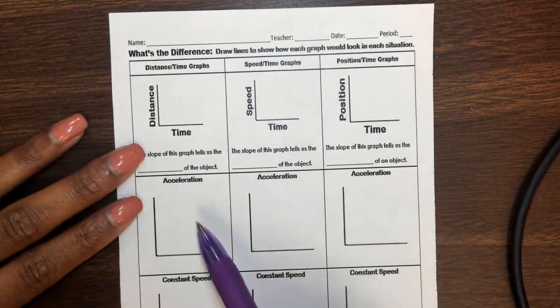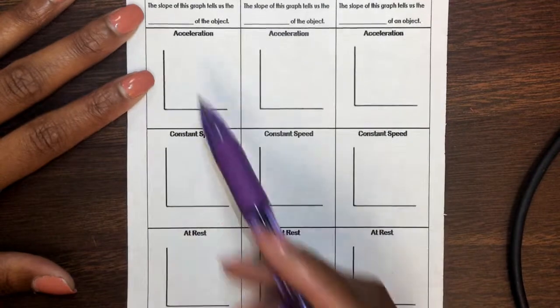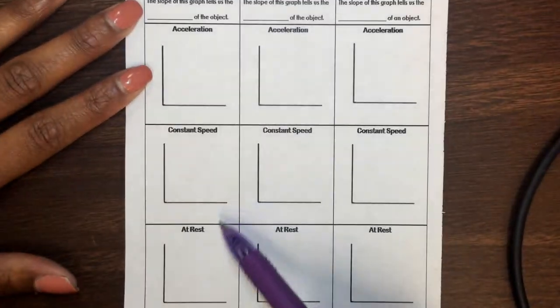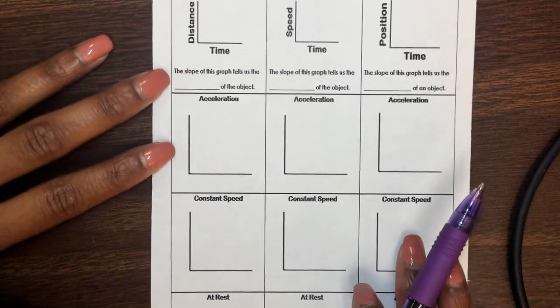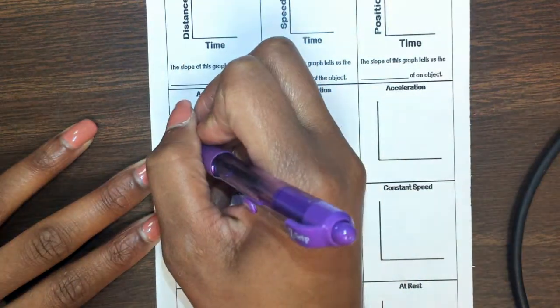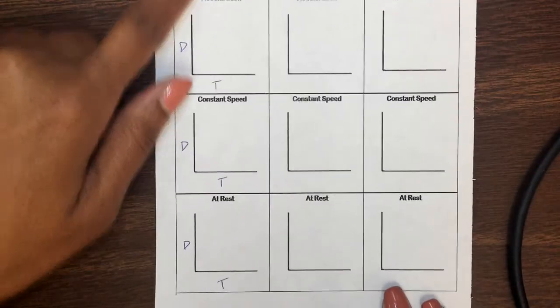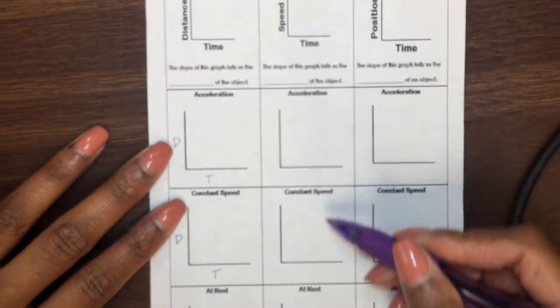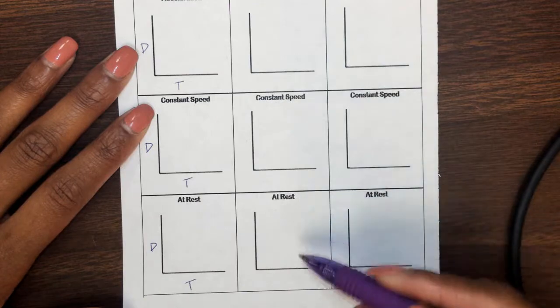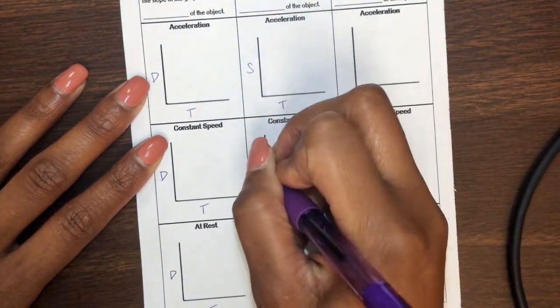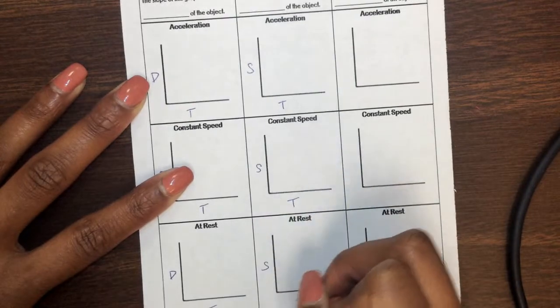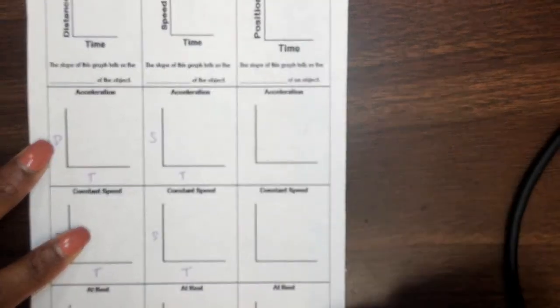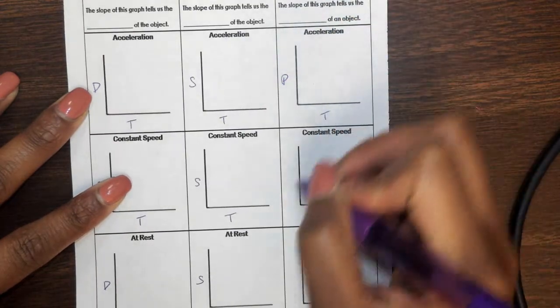So for each graph, each relationship, I wanted you to show me acceleration, constant speed, and what it would look like if it was at rest. So this is going to be a DT graph, so I'm going to put distance and time, because I want each graph in this column to represent distance and time. These are going to all be speed and time, so these are all going to be ST graphs, and we are very familiar with this terminology. And then these are all going to be PT graphs, so position and time graphs.